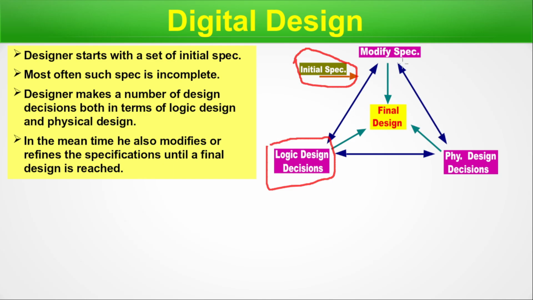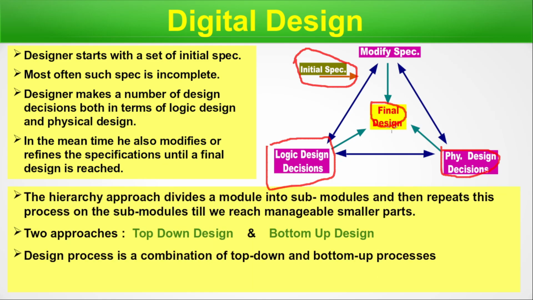So if we need to do any kind of modification in the spec, accordingly we have to change either logic design decisions or physical design decisions, or vice versa. Like if, to meet the design demand, we need to take some physical design decisions, accordingly we need to modify the specification. So finally, with many iterations, we will reach a point where the design is finalized, so we will get the final design.